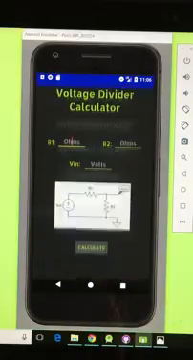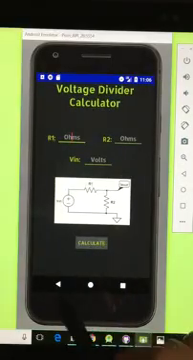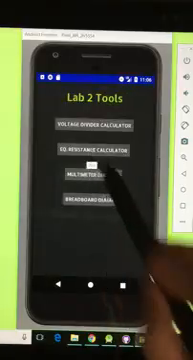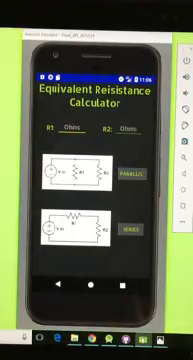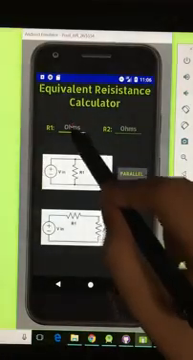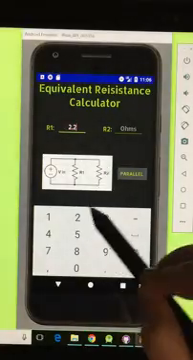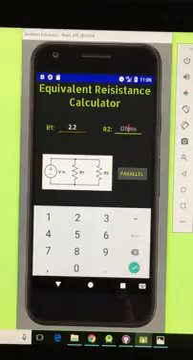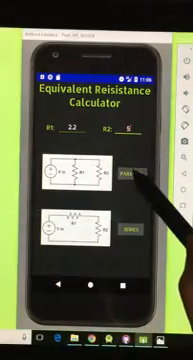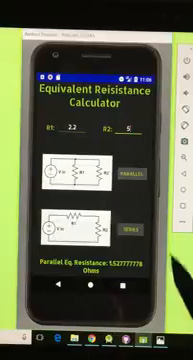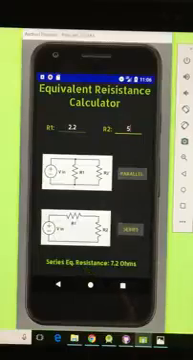Lab 2 includes a voltage divider calculator with a custom diagram and an equivalent resistance calculator, which we will use for our first demonstration. Here you can put in R1, it can be a decimal value but not negative, and R2 here can be 5. And depending on the button you click, it can give you parallel equivalent resistance and series equivalent resistance.